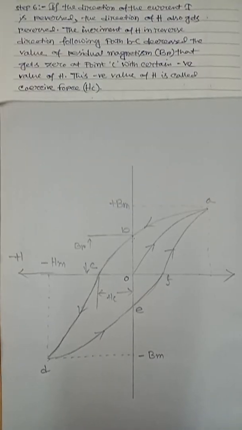Retentivity means magnetic intensity. Ferromagnetic materials naturally have a tendency to become like magnets. This property is known as retentivity.